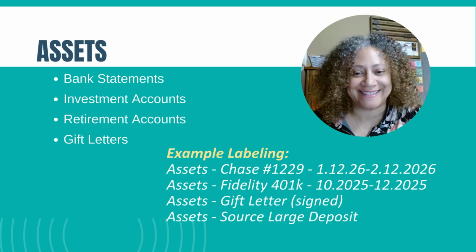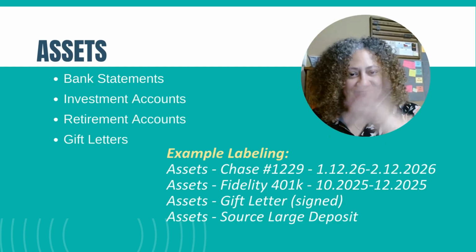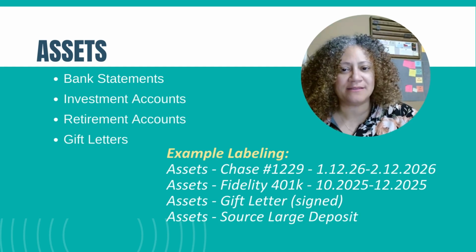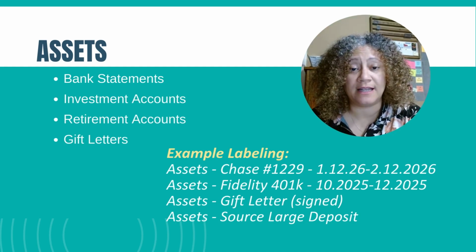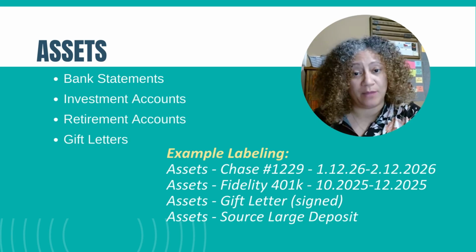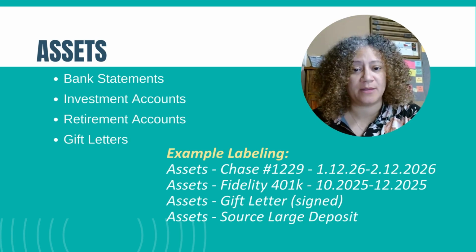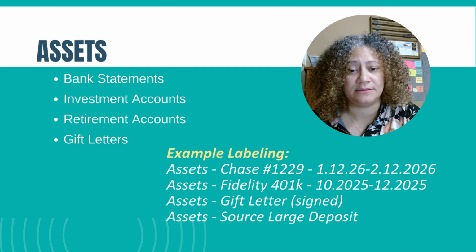Here we are with assets. So assets, as you can guess, would be like bank statements, investment accounts, retirement accounts, maybe even gift letters. Anything that they're going to use for down payment, reserves, closing costs. And here's some examples on how to label.